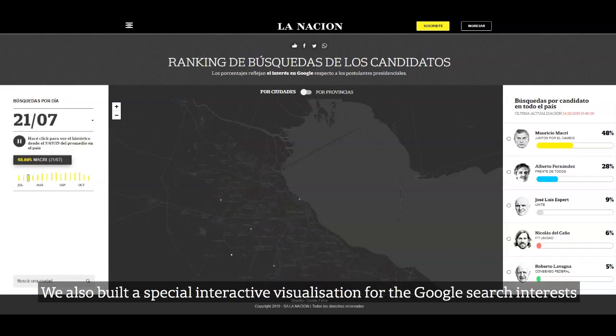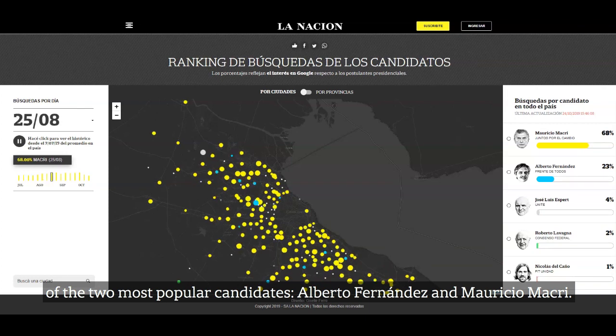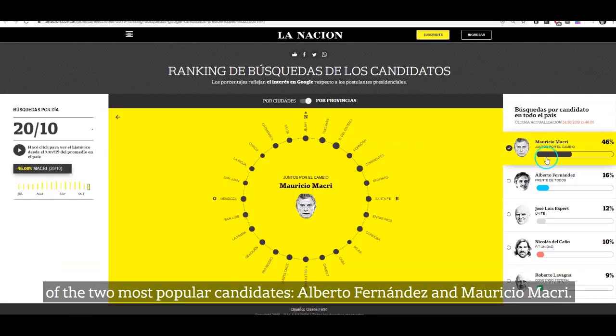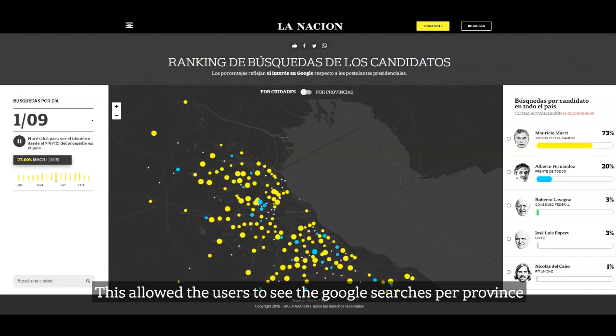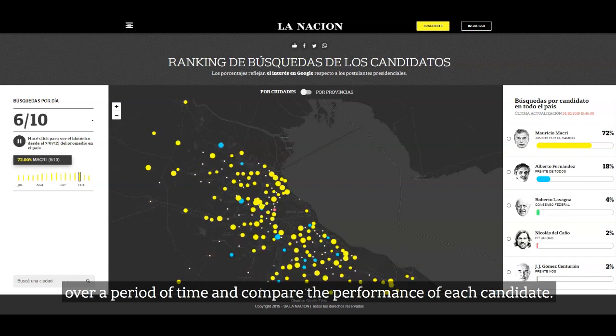We also built a special interactive visualization for the Google search interests of the 2 most popular candidates, Alberto Fernandez and Mauricio Macri. This allowed the users to see the Google searches per province over a period of time and compare the performance of each candidate.